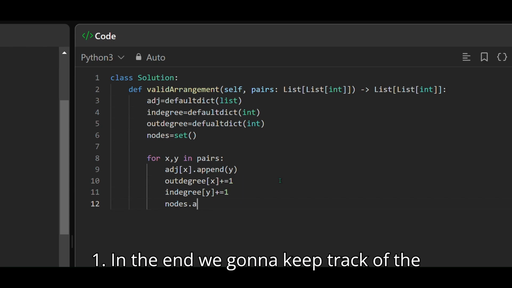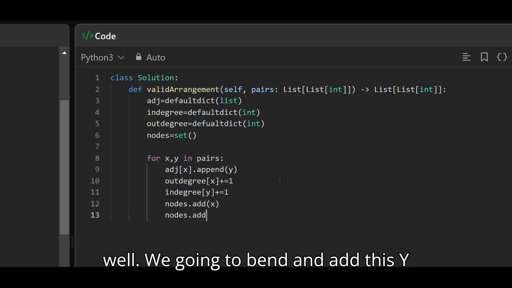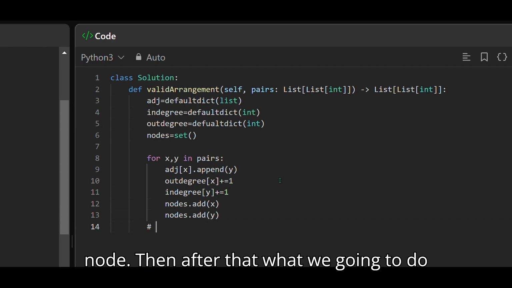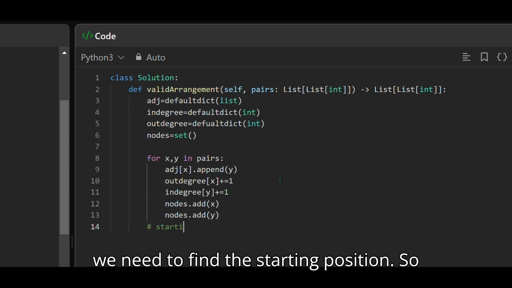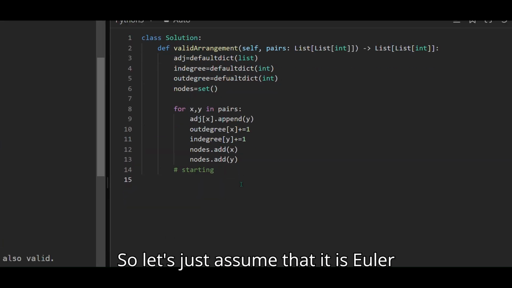In the end, we're gonna keep track of the nodes. So we're gonna add this x node as well. We're going to add this y node. Then after that, we need to find the starting position. So there are two cases. It could be a Euler path or it could be a Euler circuit. So let's just assume that it is a Euler path.